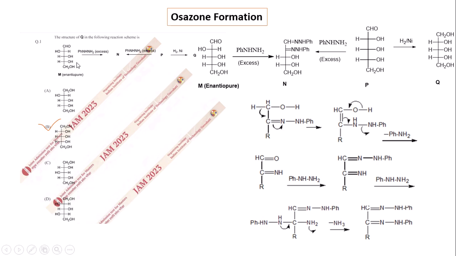compound, this is the pentose compound, and this pentose compound undergoes reaction in presence of phenyl hydrazine to produce the osazone, and the mechanism is that at first the hydrazone is formed, and then this hydrazone undergoes Amadori rearrangement, producing the osazone derivatives. Here the compound M undergoes reaction in presence of phenyl hydrazine.